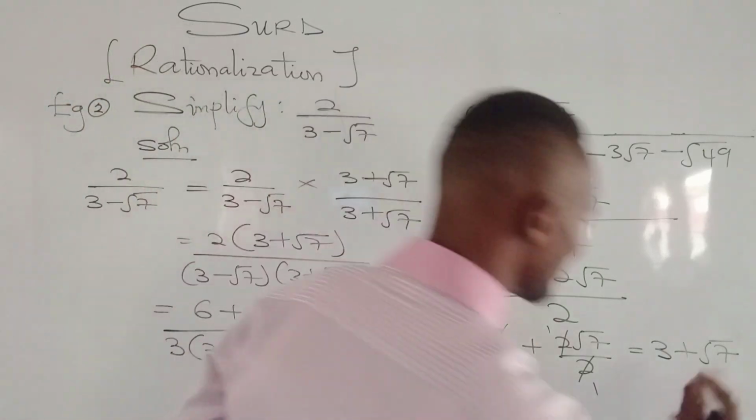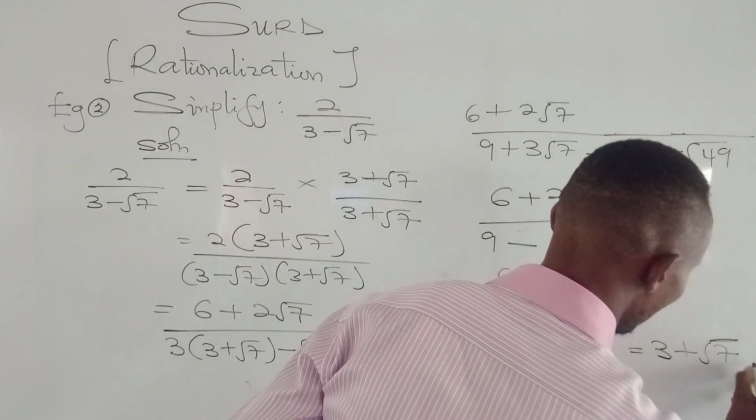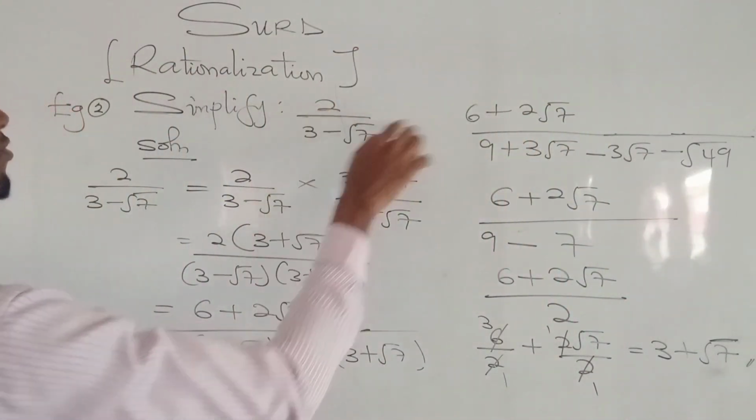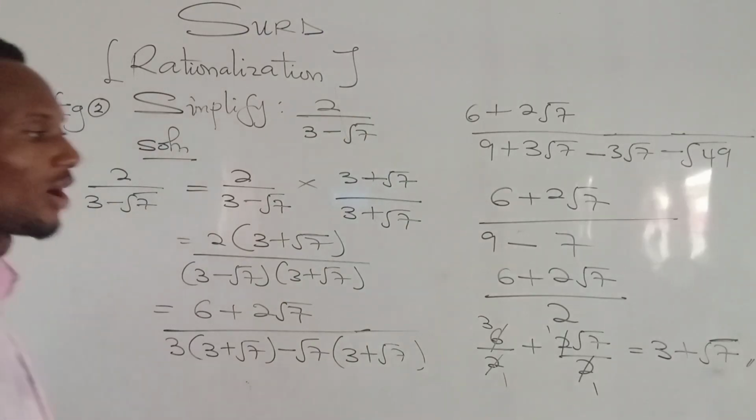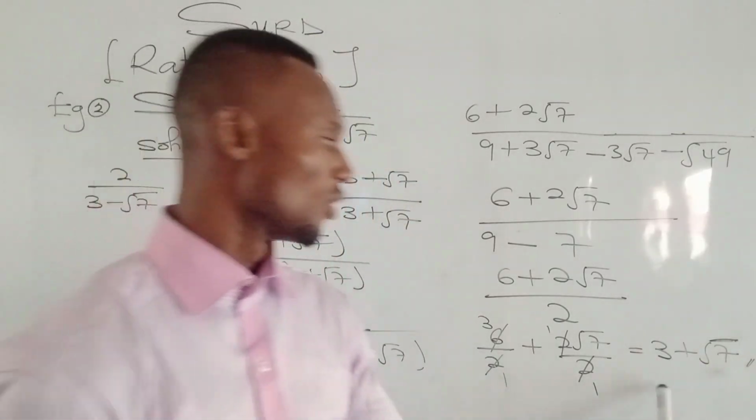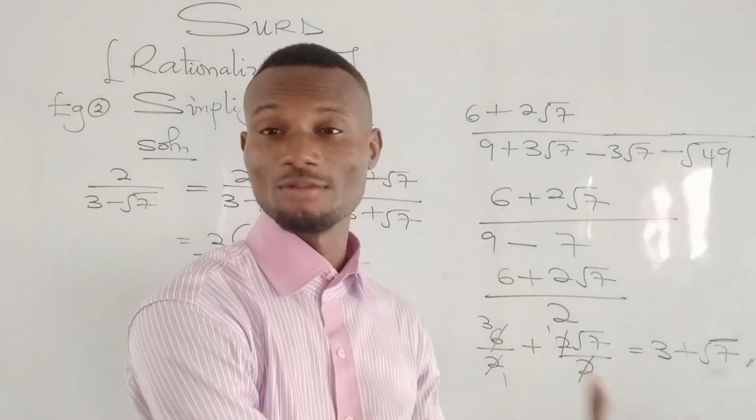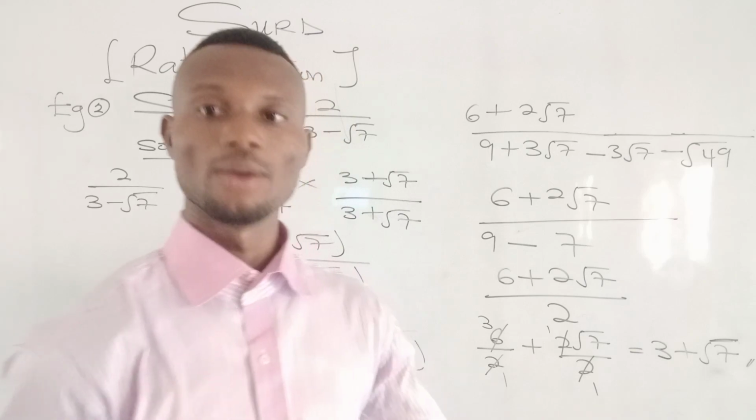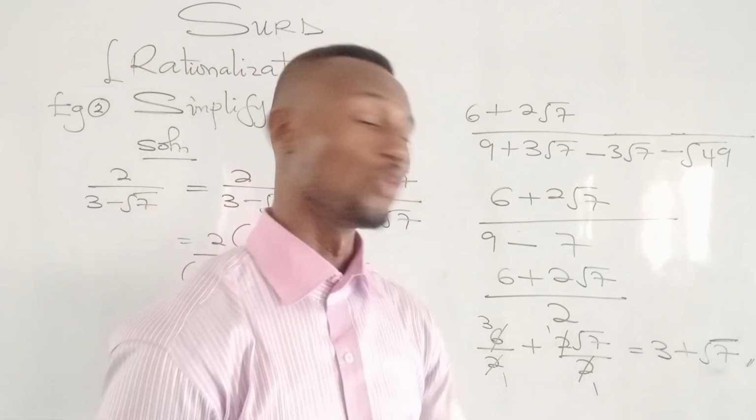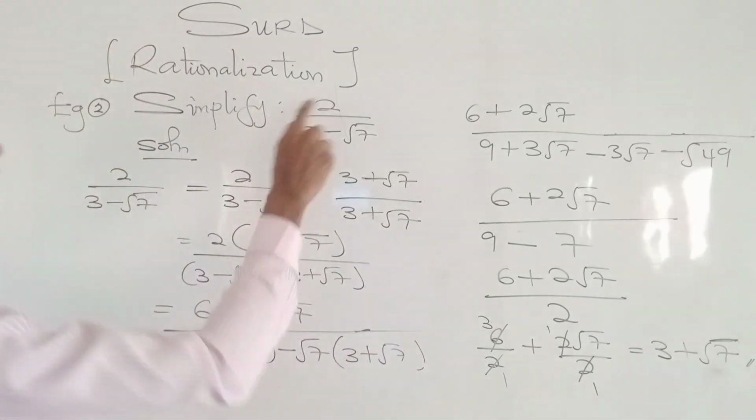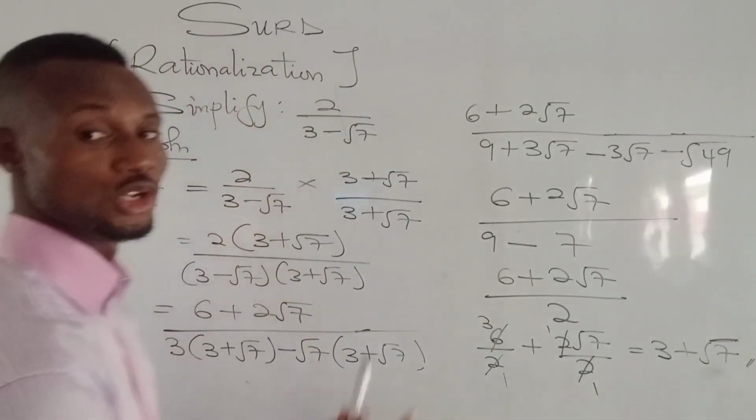So this becomes your final answer for rationalizing or simplifying 2 over 3 minus root 7. Your answer is 3 plus root 7. 3 plus root 7 all over 1 is the same as 3 plus root 7, that's why I'm not bringing the 1. So 3 plus root 7 is our final answer for rationalizing 2 over 3 minus root 7.